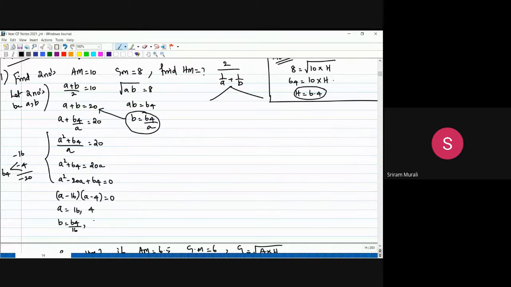This is 64 by 4. So what can b be? Therefore, harmonic mean has two cases. When a is equal to 16, b is equal to 4. When a is equal to 4, b is equal to 16. Harmonic mean is 2 by.